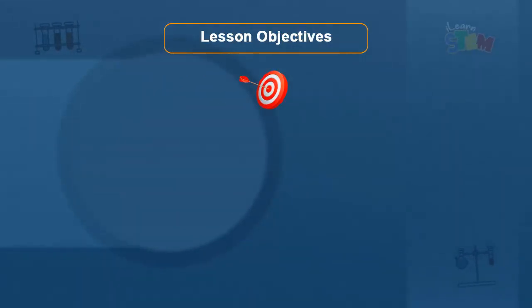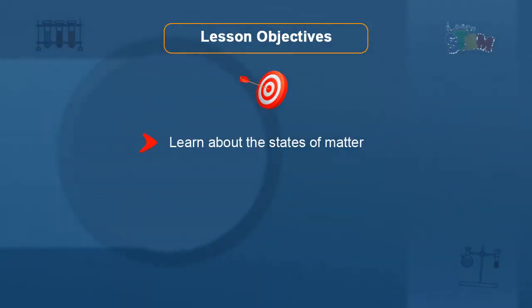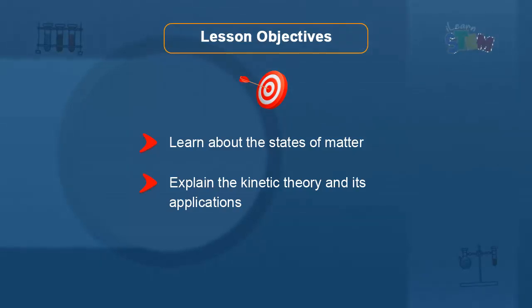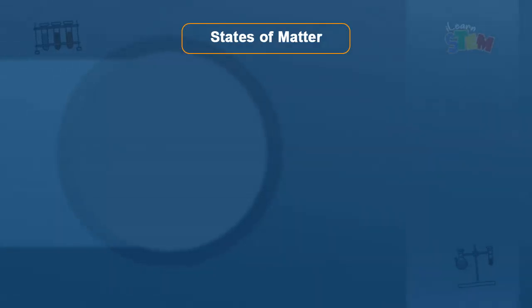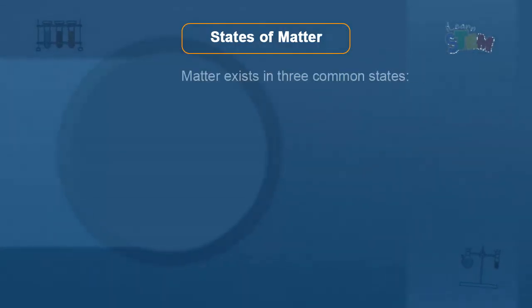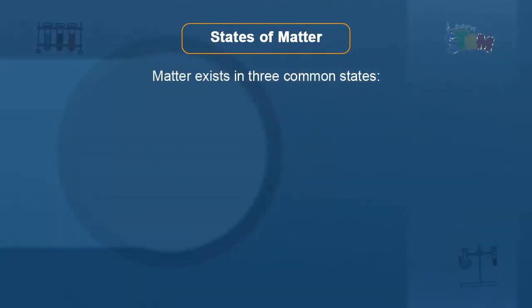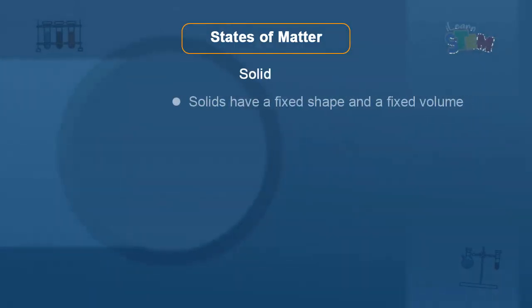Our lesson objective for today is to learn about the states of matter, and to explain the kinetic theory and its applications. We are going to learn about states of matter. Matter exists in three common states: solid, liquid, and gas. Each state of matter behaves differently because of how its particles are arranged.